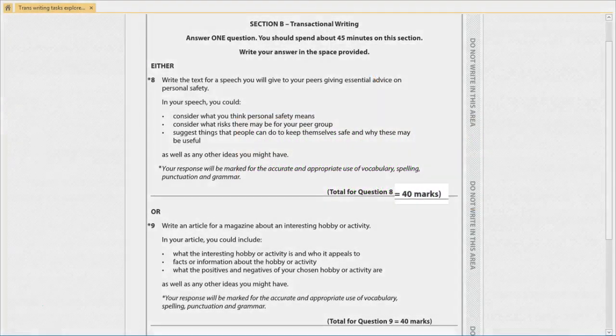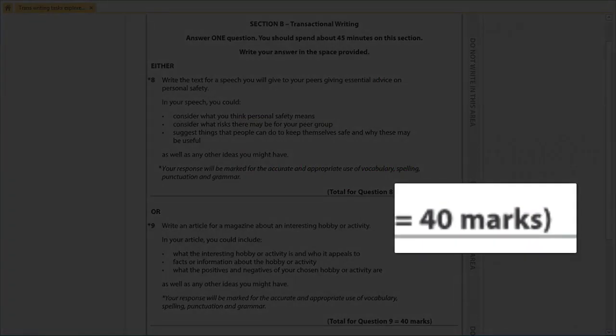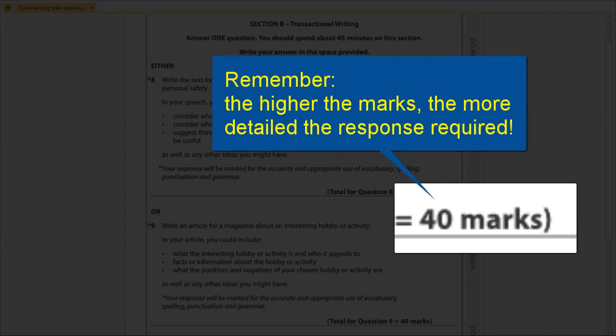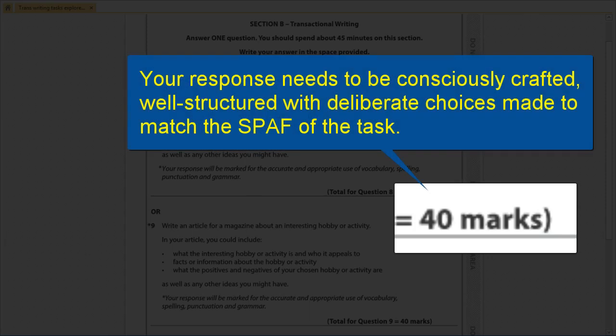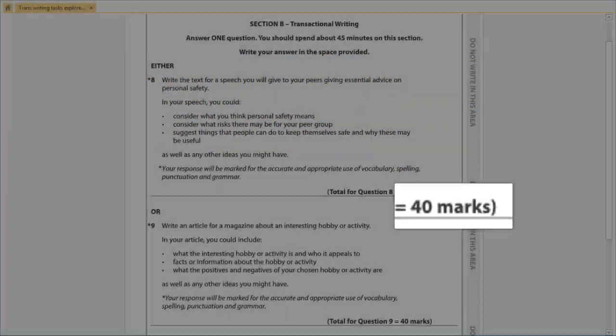If you look at the marks, you can see that they are worth 40 marks. So the transactional writing task is worth 40 marks. That is a lot of marks, and that is because they are looking for an extended, well-structured, well-crafted piece of transactional writing that shows your ability to adapt your writing to suit the particular subject, purpose, audience and form that is set in these tasks.